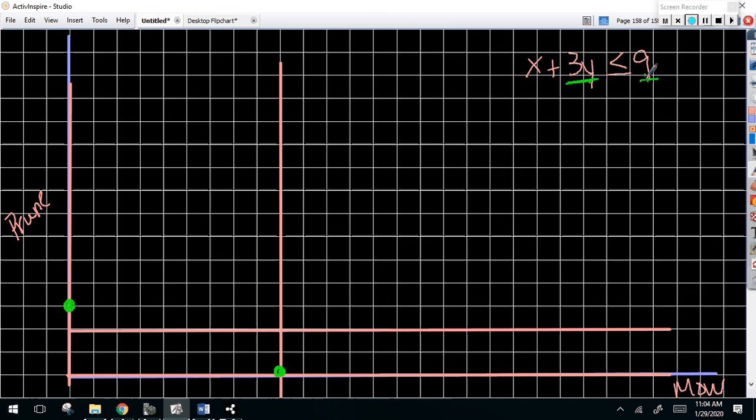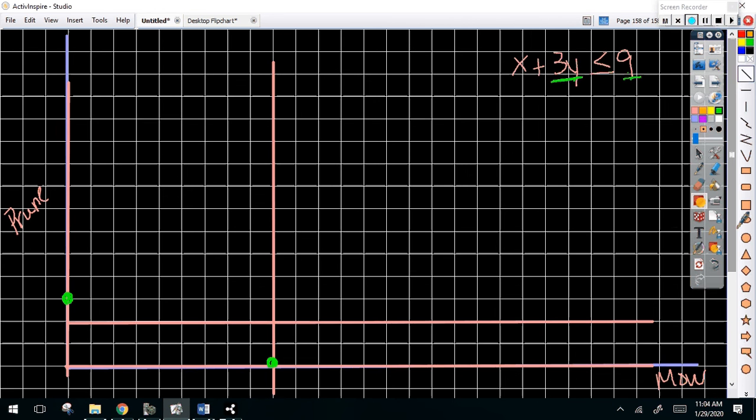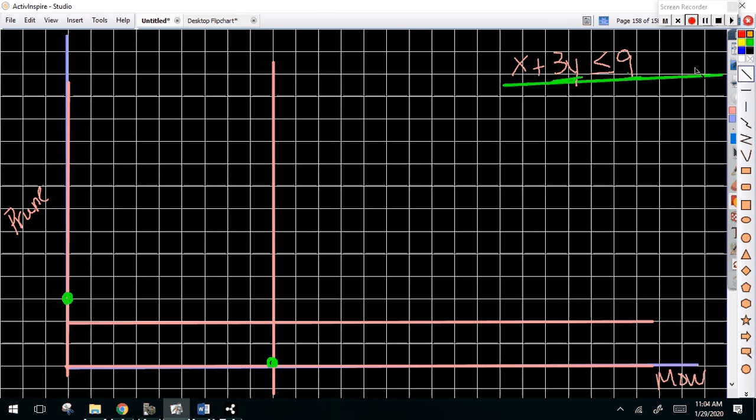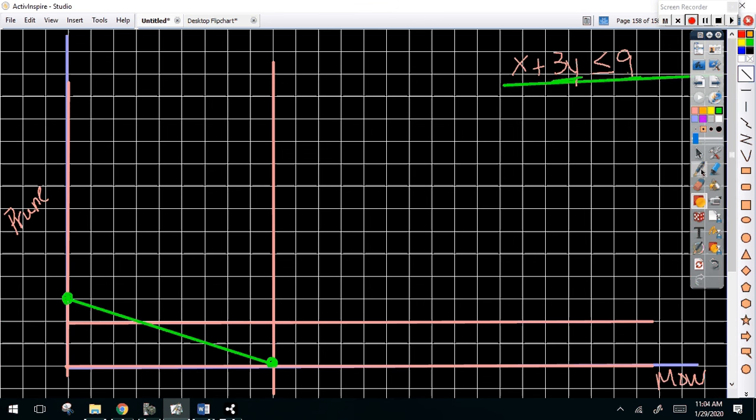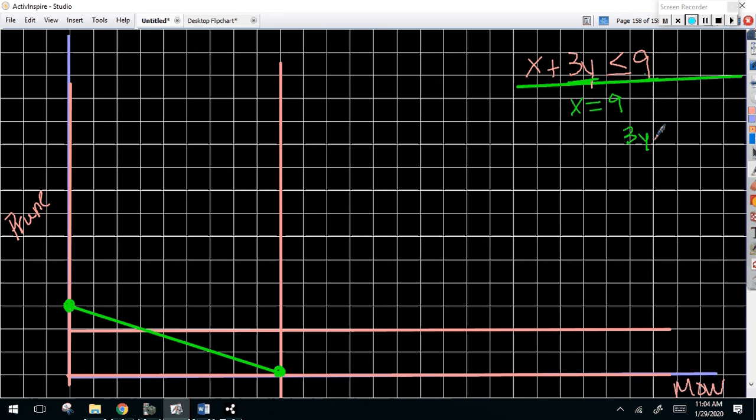You with me now, Luke? That's not a look that looks like you're with me. So if I graph this line, I do x equals 9, and then I do 3y equals 9, and find the intercepts. Cover up. So you do x equals 9, and then 3y equals 9, so y equals 3. Those are the two intercepts. If you would like to put it in slope intercept form, go ahead. I like that one better.